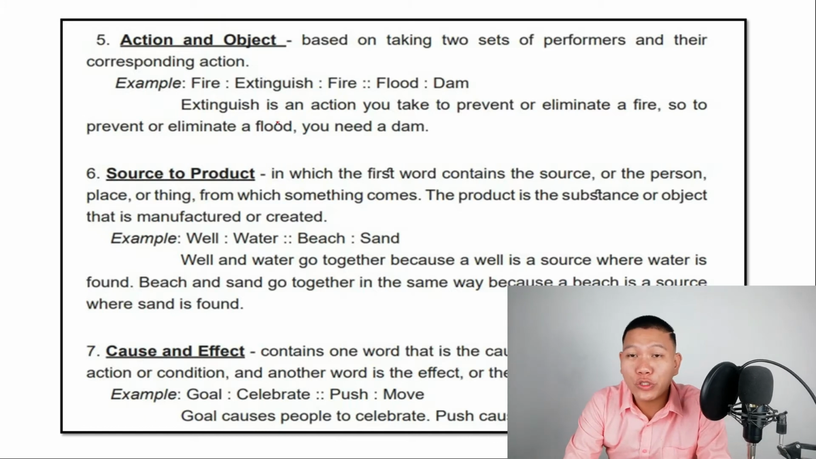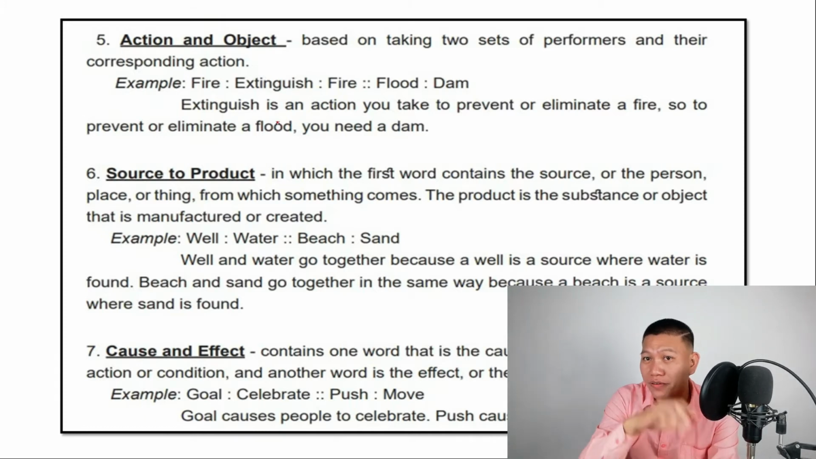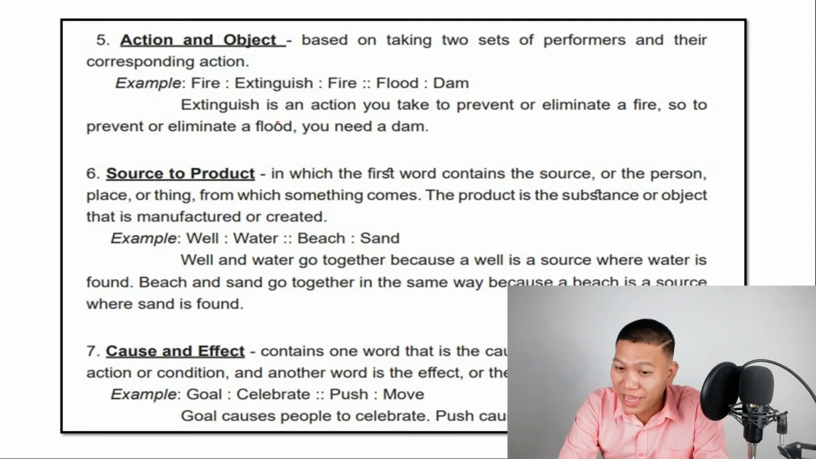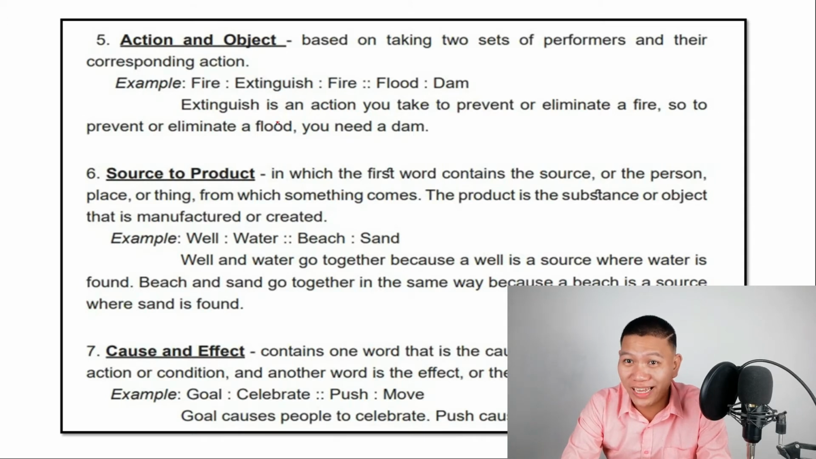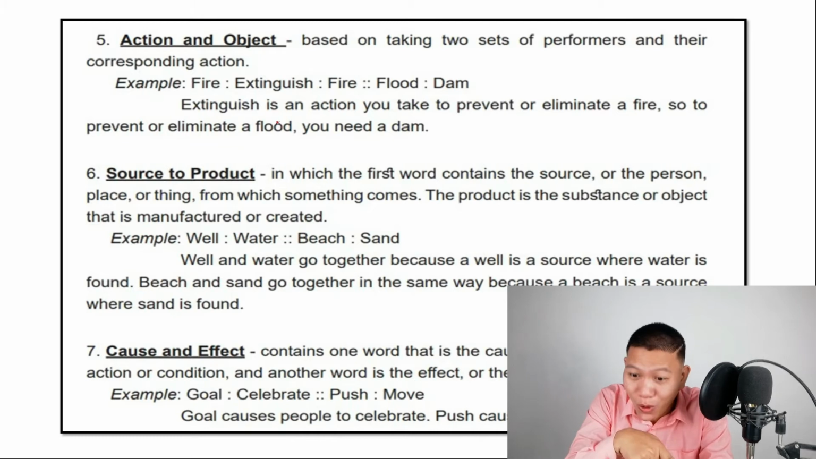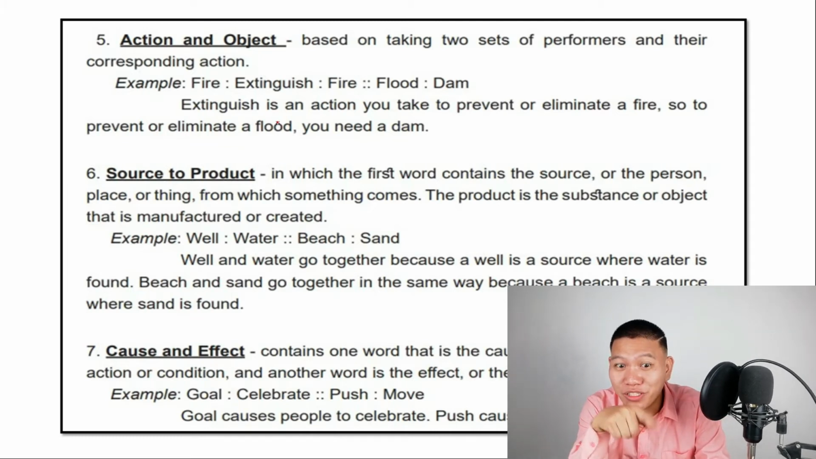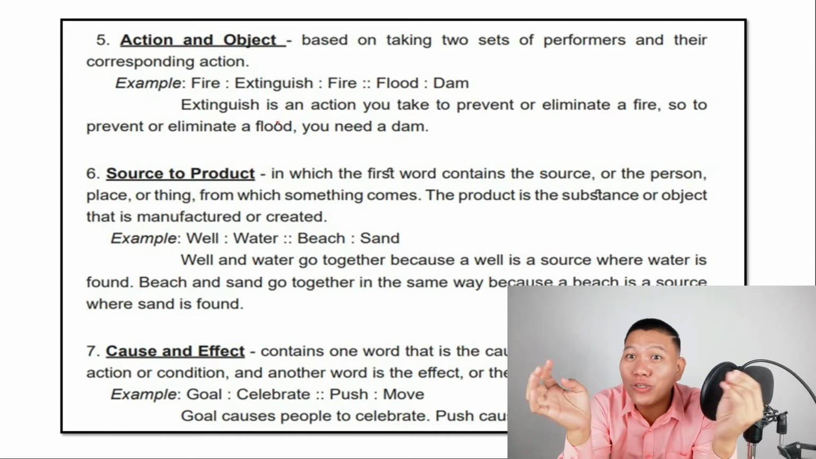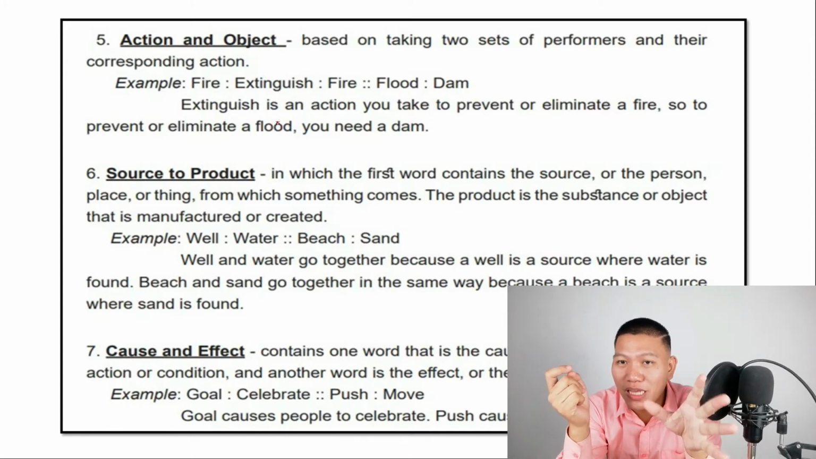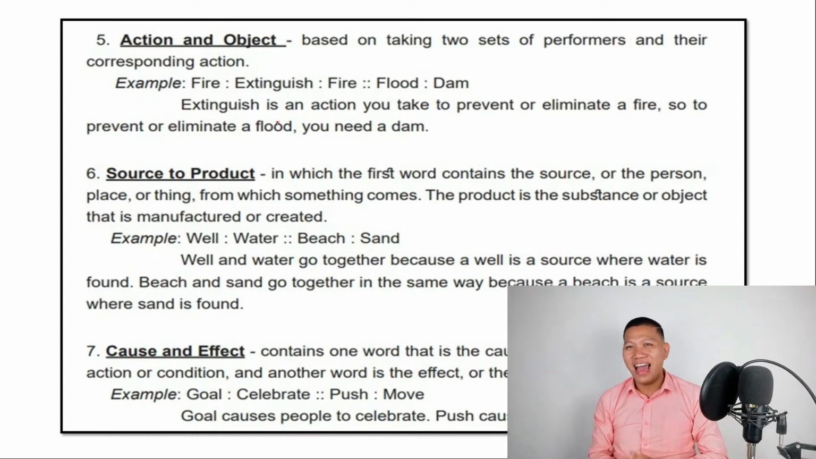Next, source to product. So we have the source first, and then the second word is the product. Let's have an example. Well is to water. In the same way, beach is to sand. So well and water go together because a well is a source where water is. So where do we get the water? From a well. In the same way, beach is to sand. Beach and sand also go together because a beach is a source where sand is found. You get it?